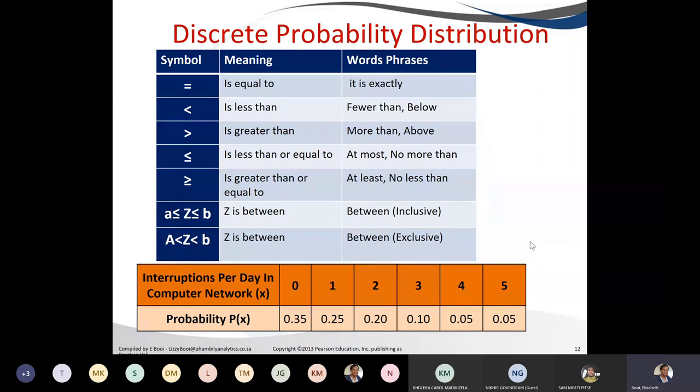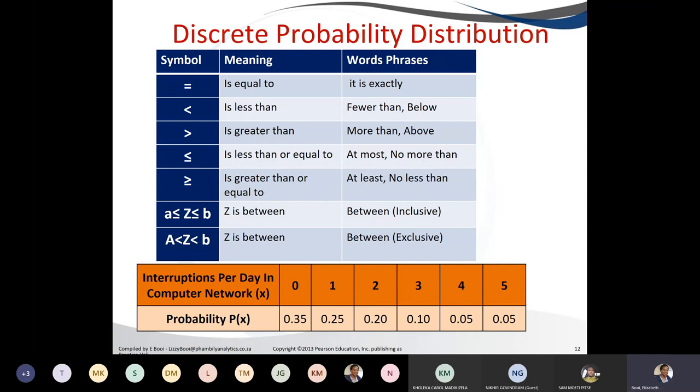So if they say, what is the probability that Z is between two values, and they don't mention inclusive or exclusive, you must know that you're doing inclusive. But if they mention the word exclusive, then you will need to know what they mean, inclusive of the first or inclusive of the second one. So when they say the probability of between, we can represent it as less than or equal. For the between inclusive, it will always have the equal sign because it must include those values.